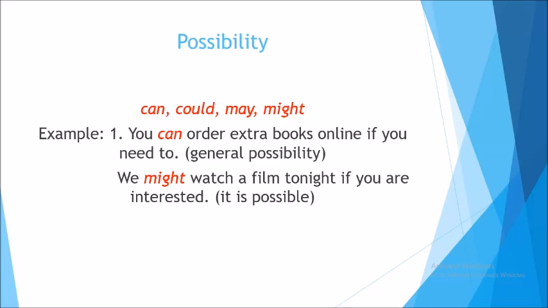Possibility. Now, possibility is expressed by can, could, may, and might. We have two examples below. You can order extra books online if you need to. This is a general possibility. But if we say, we might watch a film tonight if you are interested, this is possible that it might happen.